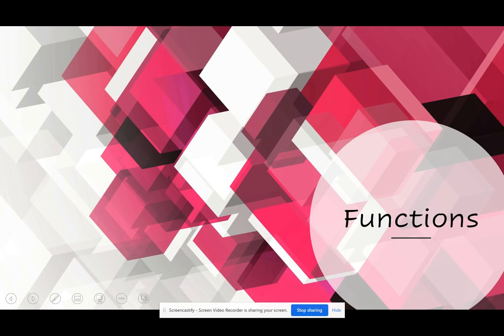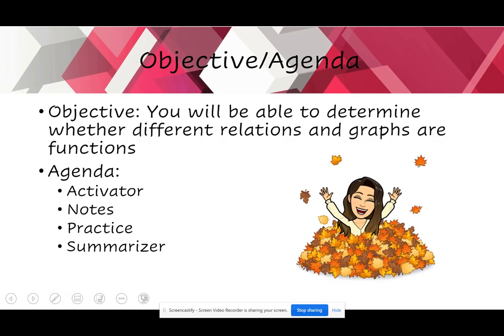So going off of our last video on domain and range, today we're going to talk about functions. Your objective for today is that you will be able to determine whether different relations and graphs are functions.